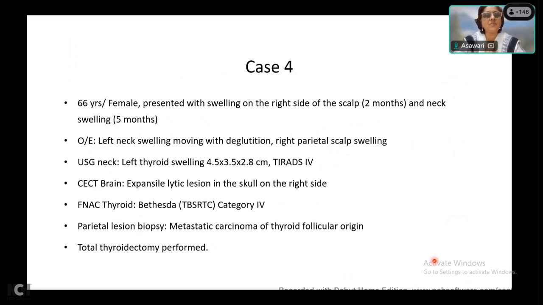This is case 4 now. A 66-year-old female with swelling on the right side of the scalp and neck swelling. The neck swelling moves with deglutition, while there is a right parietal scalp swelling.